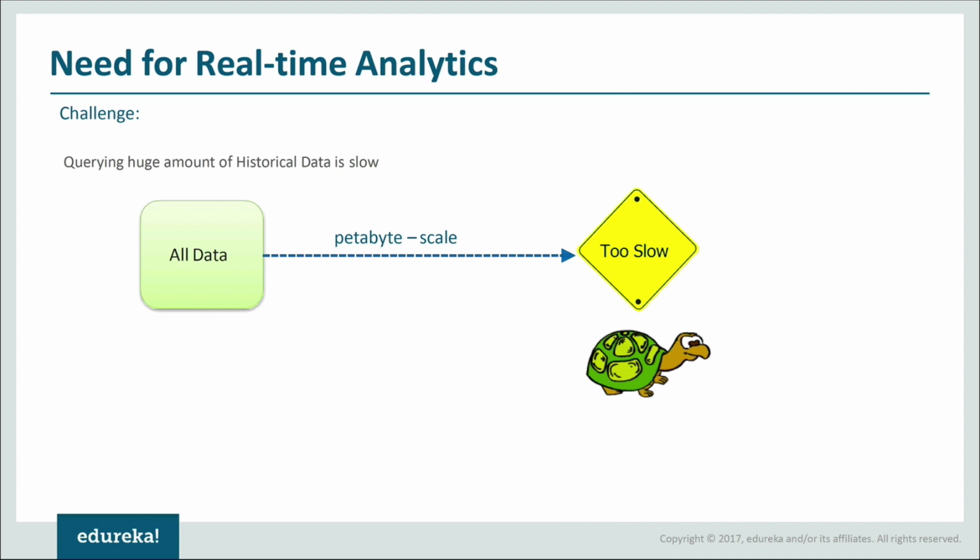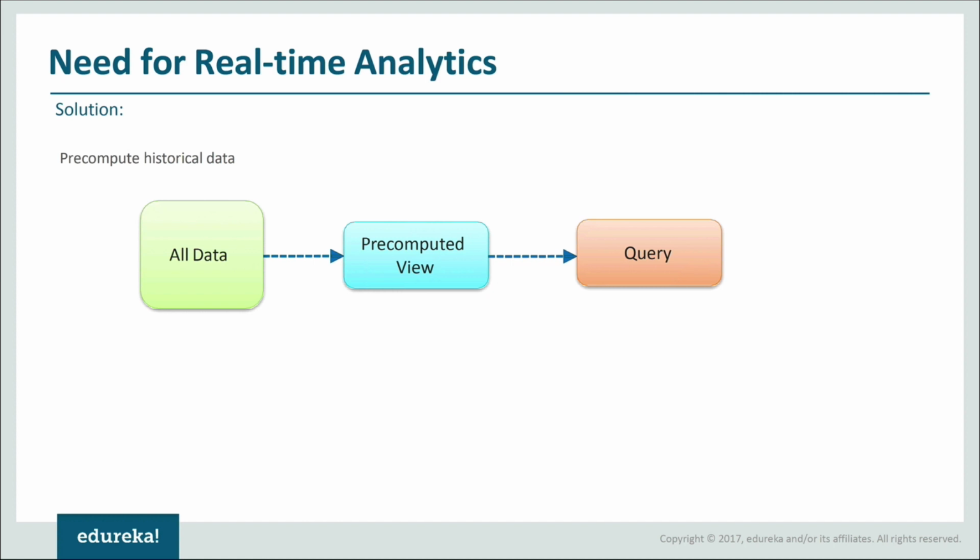So the problem is, if you are putting everything into your logs, querying that huge amount of historical data is going to be slow. So if you have all the data and that data has become petabyte scale, suppose you are aggregating over the last 1 year of data, that will be too slow, right? So what you want is to aggregate the data so that you don't have to save all the data. So you will pre-compute the data and then query on that.